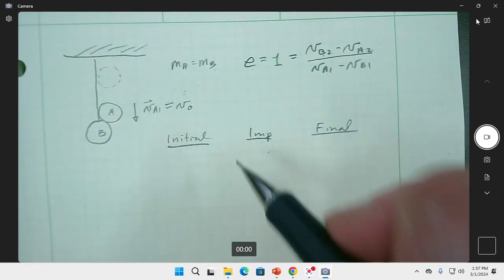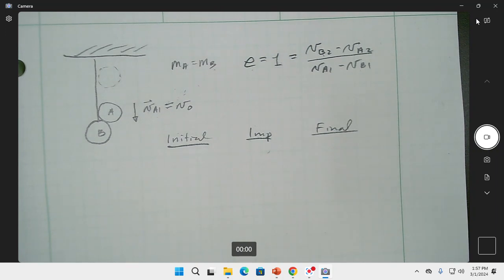In some part, I'm doing this because it gets us into a routine, right? It also helps us to organize our thoughts.